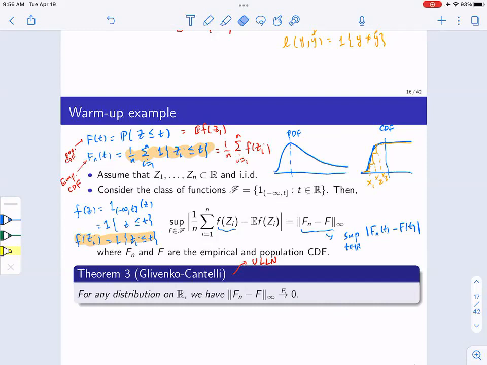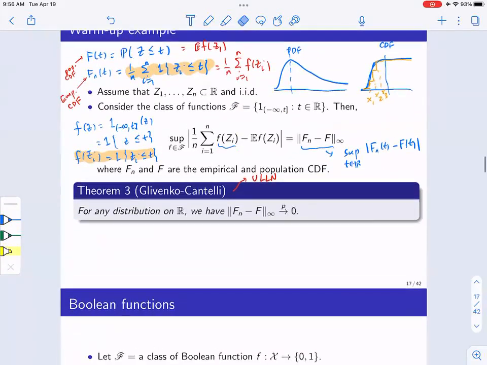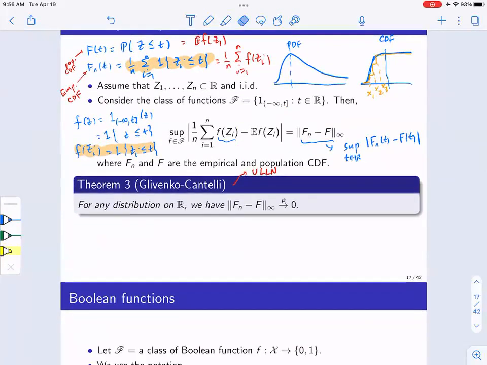Question? How do you prove something like this? Yeah. This supremum is not over a finite set, it's over the entire real line. What is the first step in proving something like this?